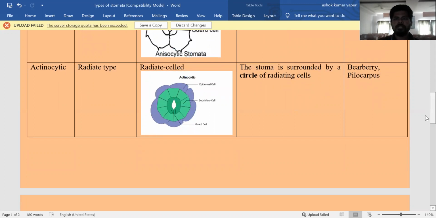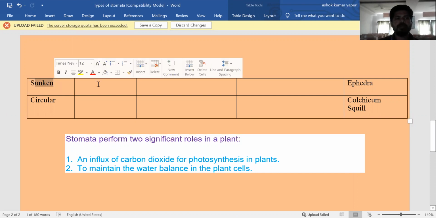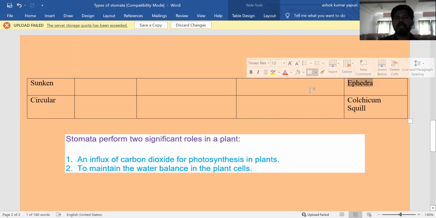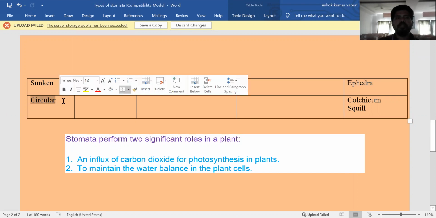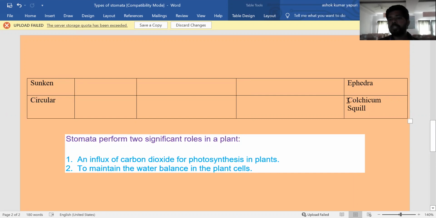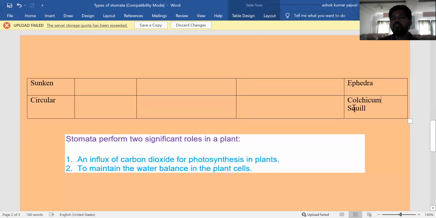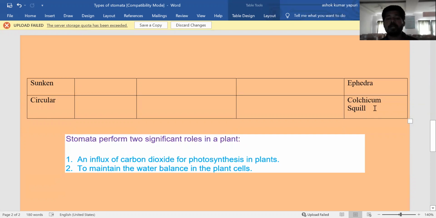So these are the 5 important types of stomata. Next, there are only 2 simple types of stomata, with not much description. One is sunken stomata, and the example of sunken stomata is Ephedra. Here you have to remember only the example and the type. Next is circular stomata. The circular type of stomata is found in plants like Colchicum autumnale, which gives colchicine, an anti-gout drug, and also Squill. Both Squill as well as Colchicum come under the circular type of stomata.